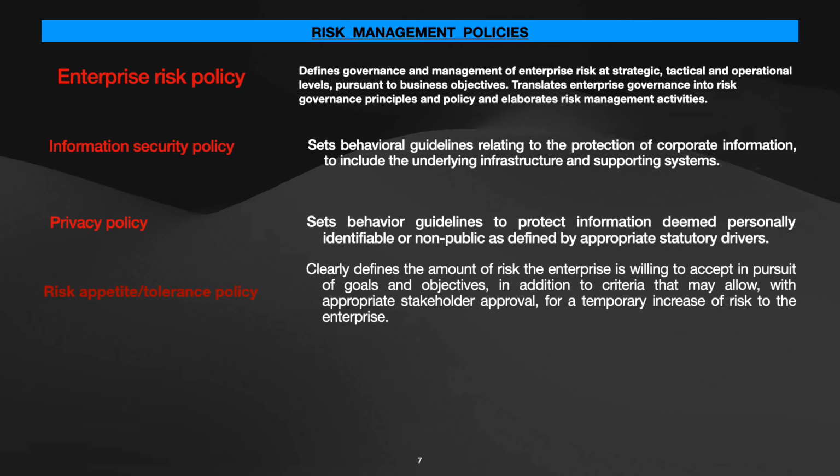Understood? So what it says is that the risk appetite and tolerance policy clearly defines the amount of risk the enterprise is willing to accept in pursuit of its goals and objectives, in addition to the criteria under which it may allow, with the appropriate stakeholders' approval, a temporary increase of the risk to the enterprise.